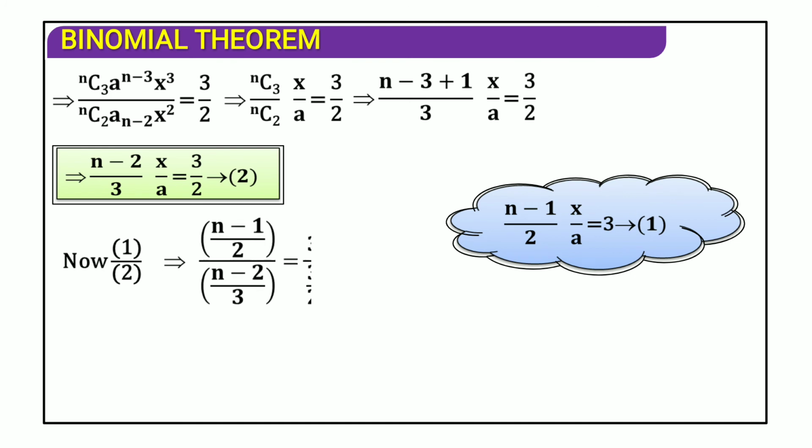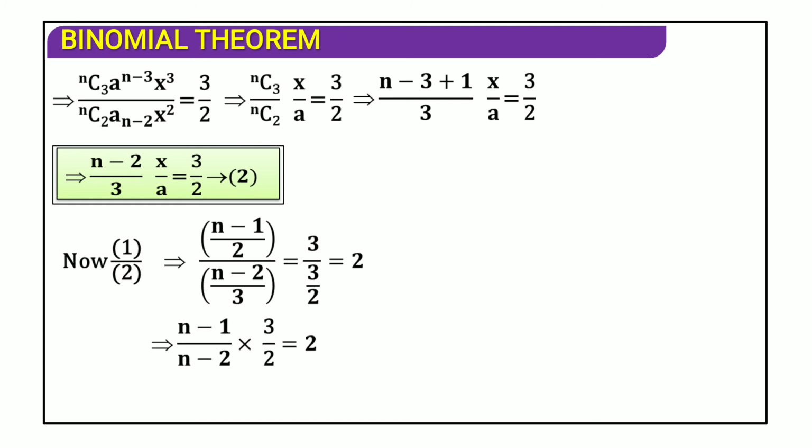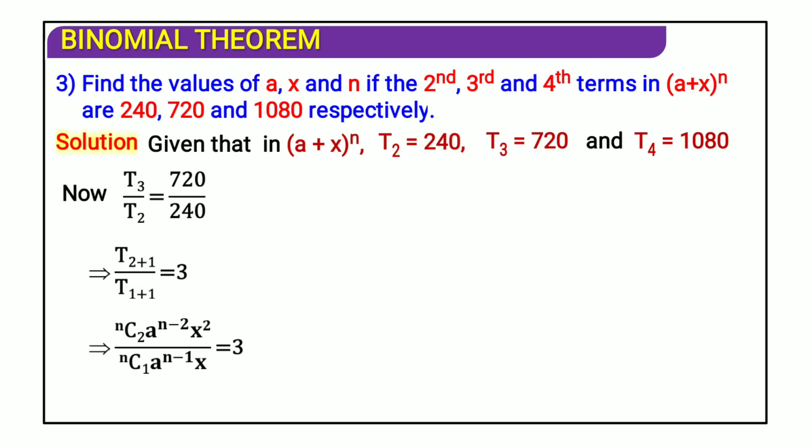Pause the video. Divide both. What we are having is n minus 1 upon 2, n minus 2 upon 3 equal to 3 upon 2. The 3 and 3 will be cancelled for sure, and 2 is in the numerator. So 3n minus 3 equal to 4n minus 8. The value of n is coming out to be 5. But we need to calculate the value of a as well as x, because in the question you can see we have to calculate a, x and n.